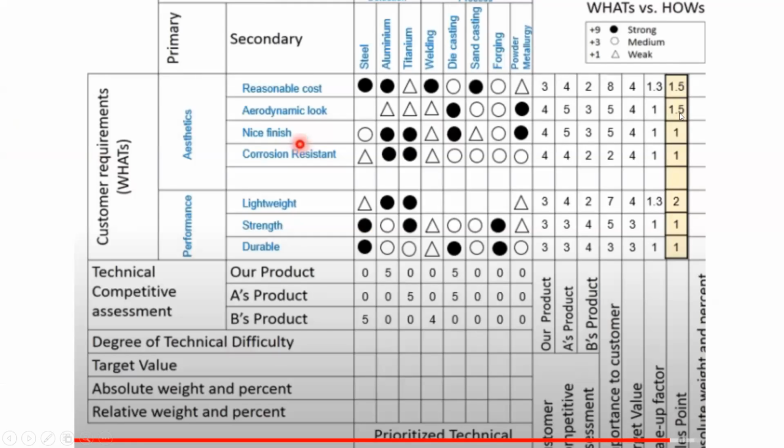So the higher you put, the more it will help the sales. This one I put 2, so this one is the best. Lightweight, you want to make it lightweight. Okay, that's the sales point.